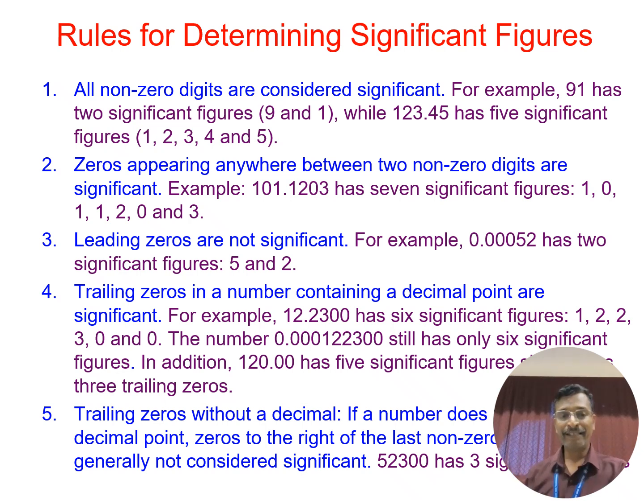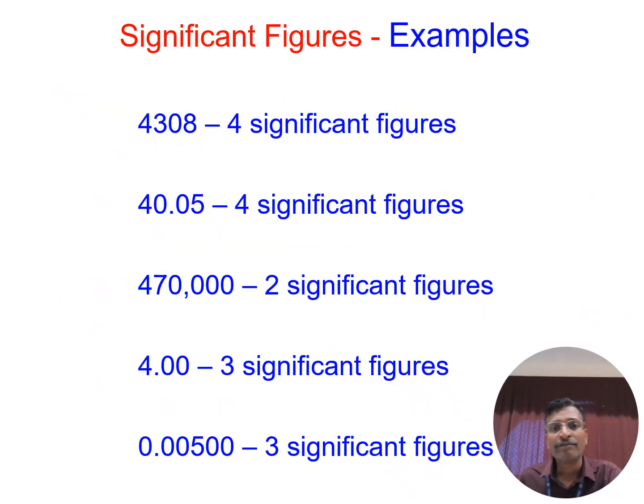Okay, suppose there is no decimal point, then trailing zeros should not be considered. So look at 52300, there is no decimal, so it has only 3 significant figures. Okay, so some examples are given. One slide only I will explain. Later, after that I will give some exercise to you.